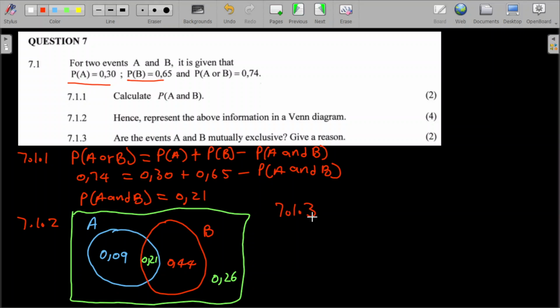Now going to 7.1.3. Now they're saying, are the events A and B mutually exclusive? I will say no. Why? Remember, the probability of A and B is not equal to 0. Remember, to be mutually exclusive, the probability of A and B needs to be equal to 0, which in this case it is not, meaning they are not mutually exclusive.